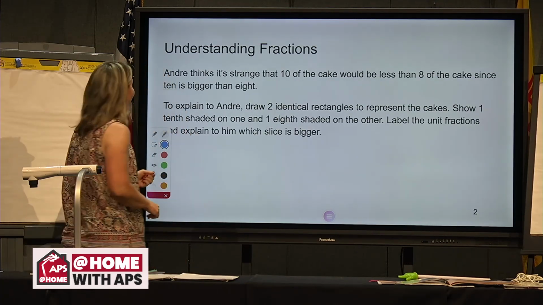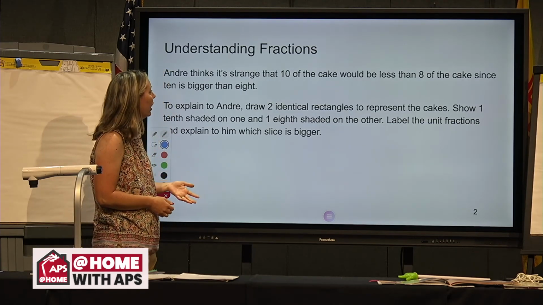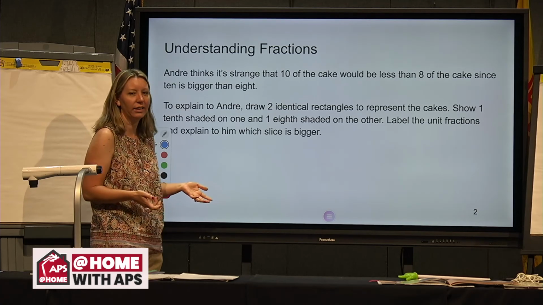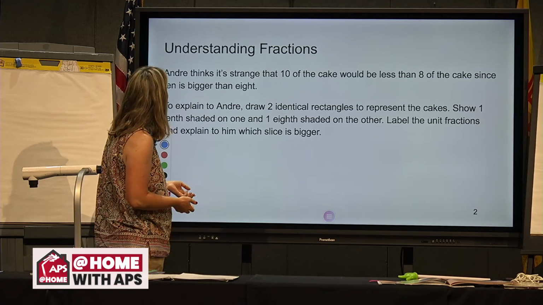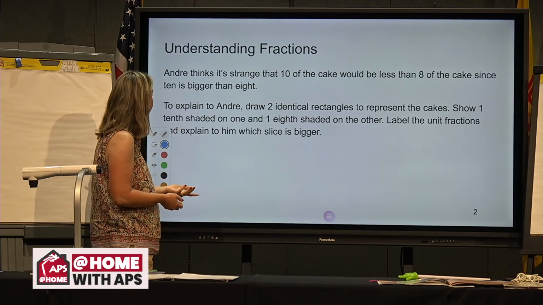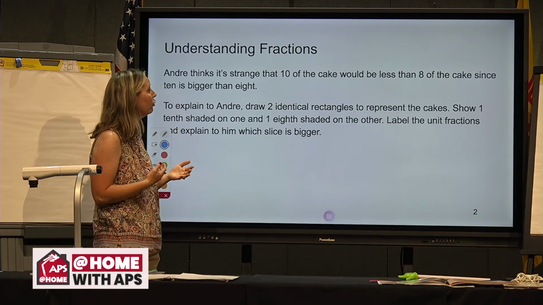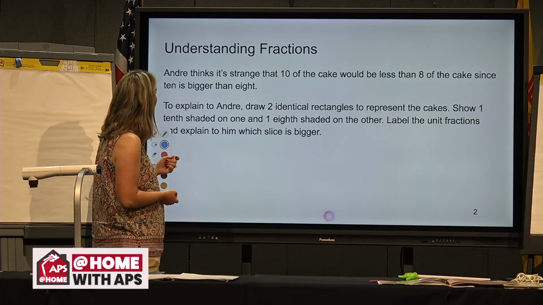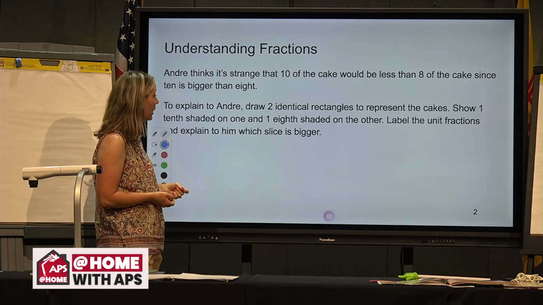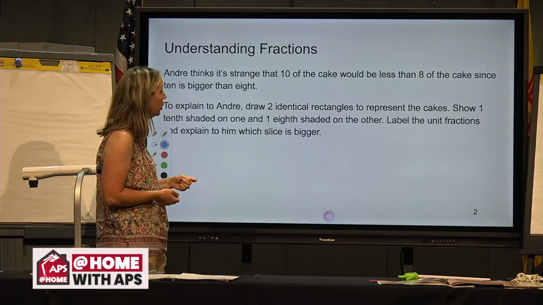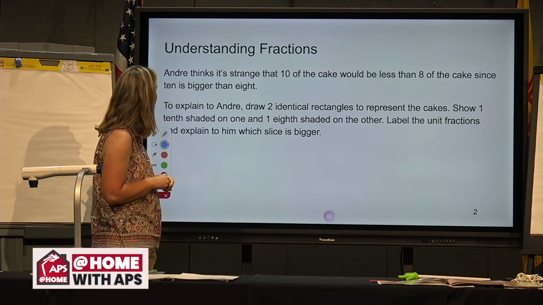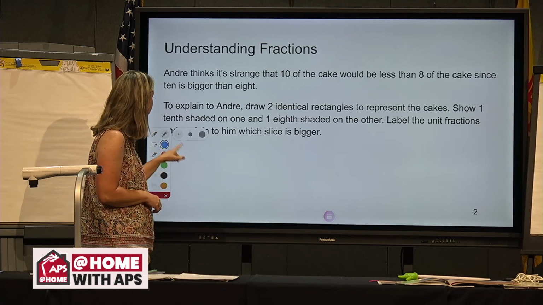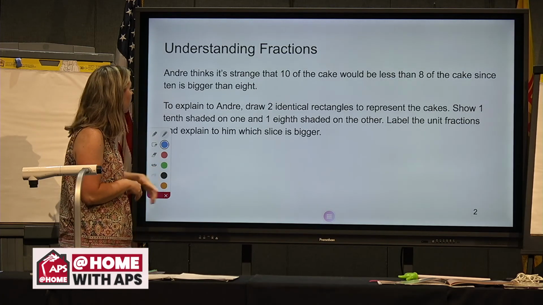We like Andre. Andre thinks it's strange that 1/10 of the cake would be less than 1/8 of the cake. I think he's talking about those pieces, since 10 is bigger than 8. To explain to Andre, draw 2 identical rectangles to represent the cakes. Show 1/10 shaded on one and 1/8 shaded on the other. Label the unit fractions to explain to him which slice is bigger. All right, so very fast.